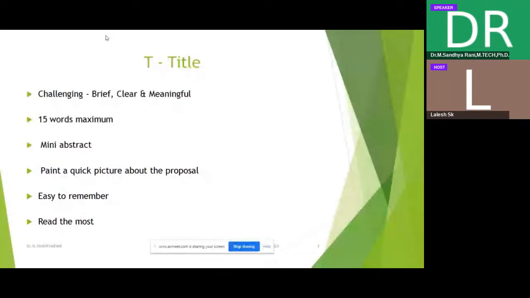Call the title a mini abstract. Why so? By looking at the title, we can understand what the research is going to unfold. The research paper title paints a quick picture of the research. A title should be very easy to remember, engraved in your mind, and it should be read the most whenever you are writing a research paper. You write and go back to the title, and try to find the connectivity between your writing and the title.